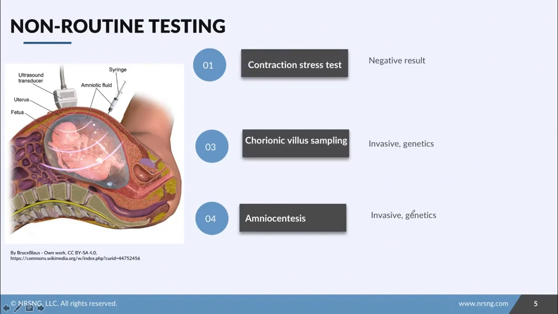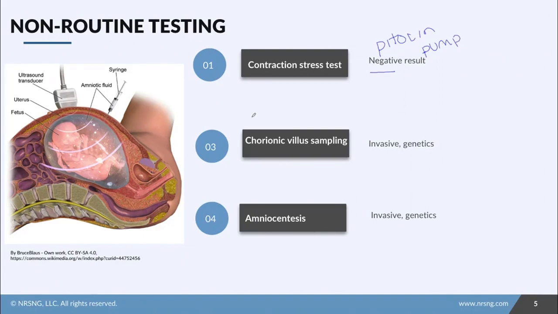So some of our non-routine testing, we have the contraction stress test. Negative is the result that we want to see. So with this, we want to induce contractions, and that can be done with Pitocin or with nipple stim with a breast pump. And that'll cause oxytocin to be released and contractions to start.